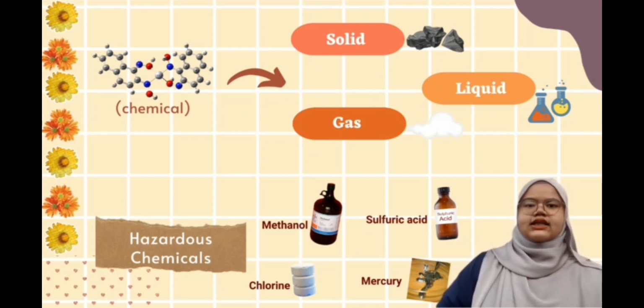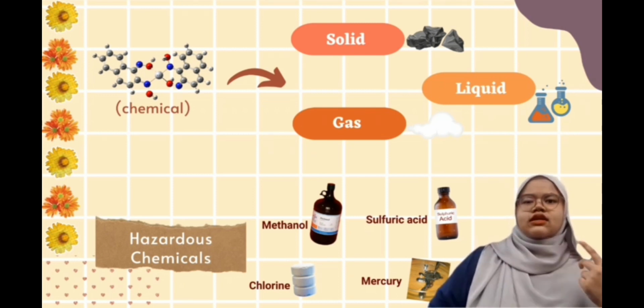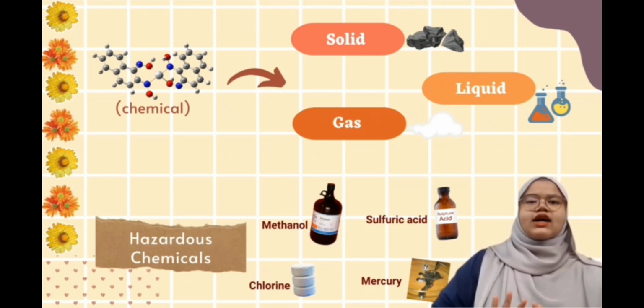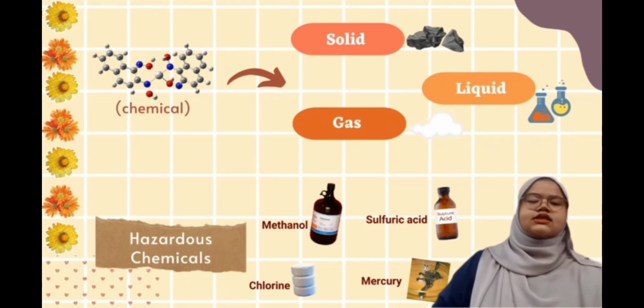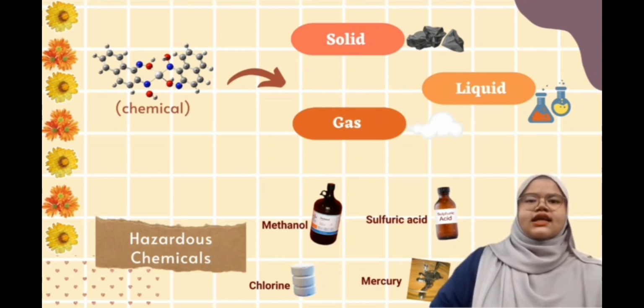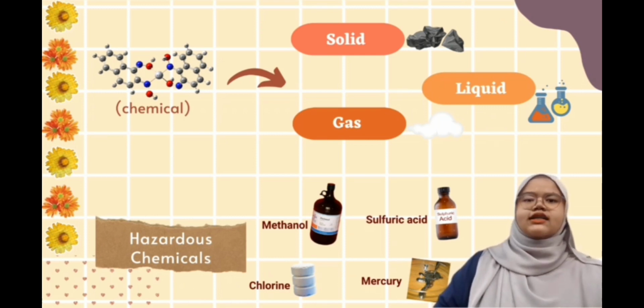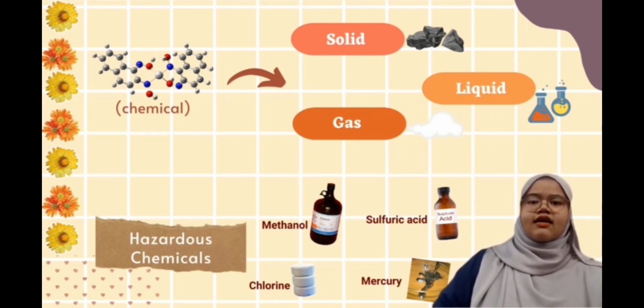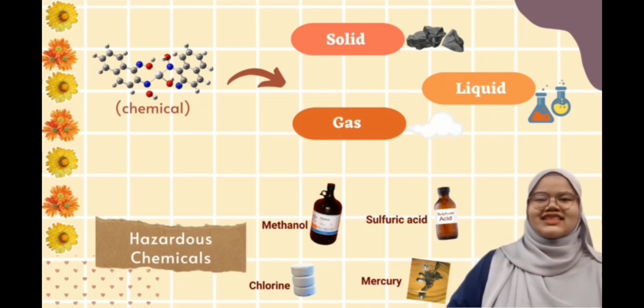Chemicals exist either as solid, gas, or liquid. No matter their nature of existence, hazardous chemicals will still be harmful to humans and the environment. They are potentially hazardous, especially under high pressure, heat, or when they are mixed with other chemicals. Some commonly used hazardous chemicals in the chemistry laboratory are methanol, sulfuric acid, chlorine, and heavy metals, including mercury.